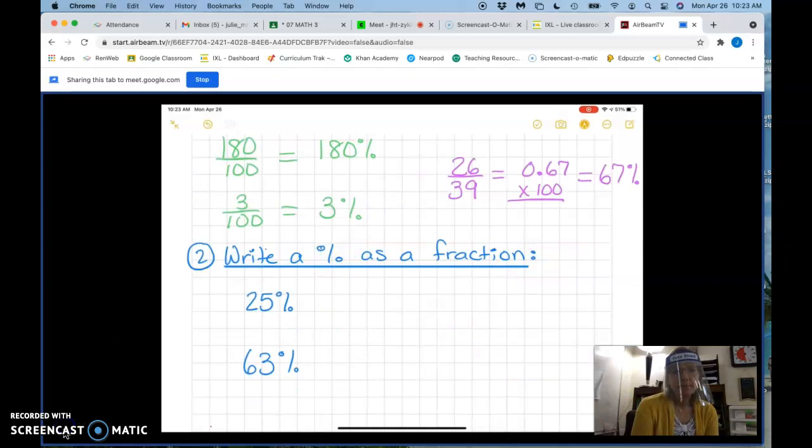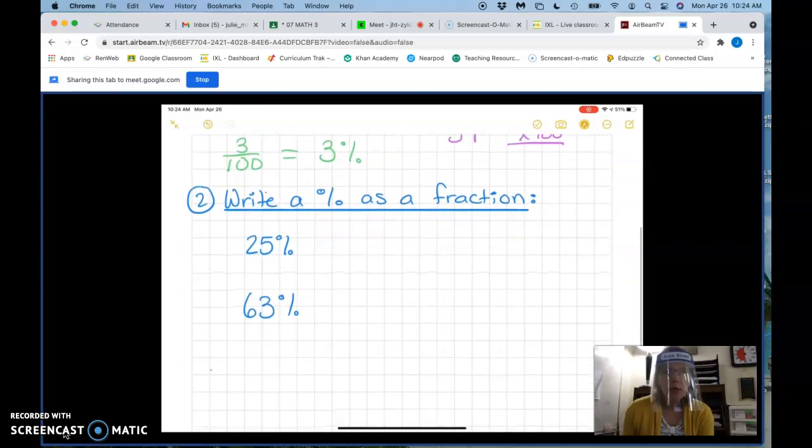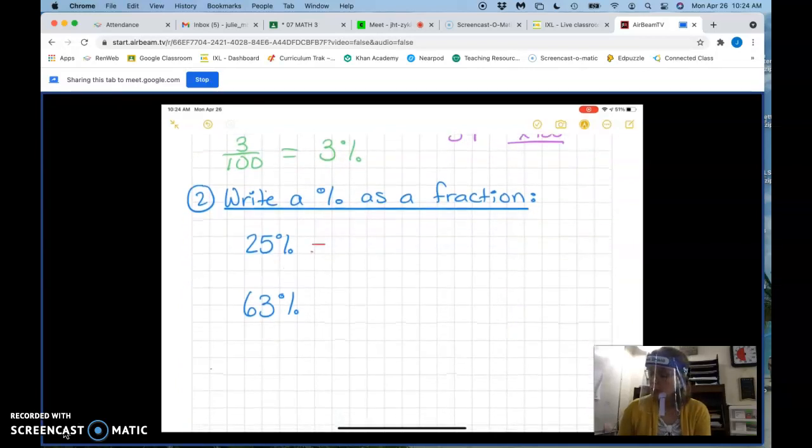Okay, so now we've changed all our fractions into percents for number 1. Now we're going to change all our percents into a fraction. Now remember, it told us that a percent is a ratio that compares a number to 100. So to turn this into a fraction, all we're going to do is write this number over 100. Just put the 25 and put 100 on the bottom. The only thing is you don't use the percent sign anymore once you make it a fraction.